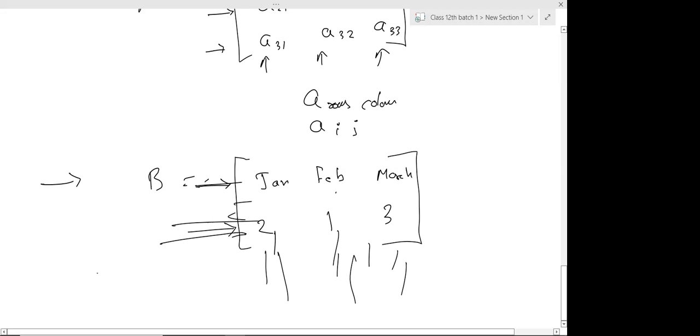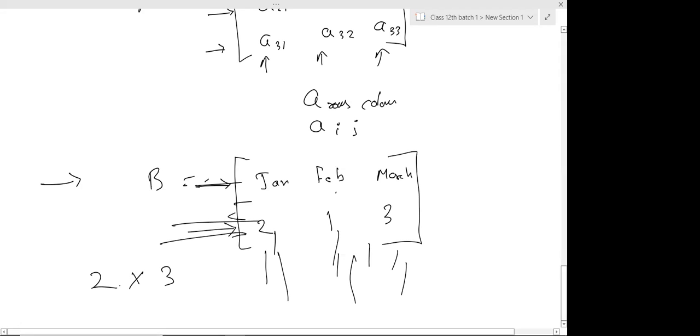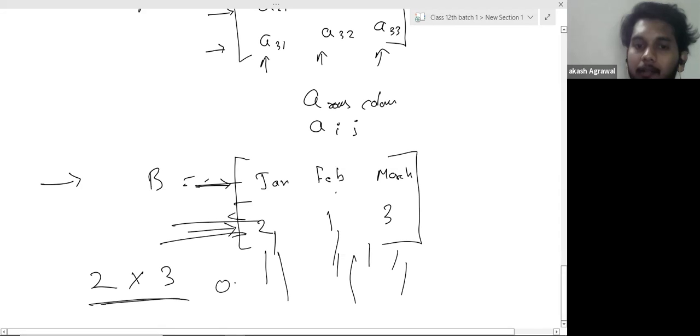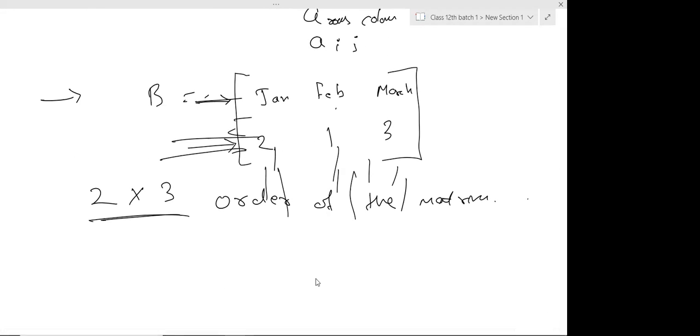So what is this? It is a 2 by 3 matrix, right? Yes, sir. And this thing is called the order of the matrix. If someone asks you what the order of the matrix is, you have to tell them about rows and columns: 2 by 3, 3 by 2, 1 by 2, 2 by 1, like that. You can note it down also.